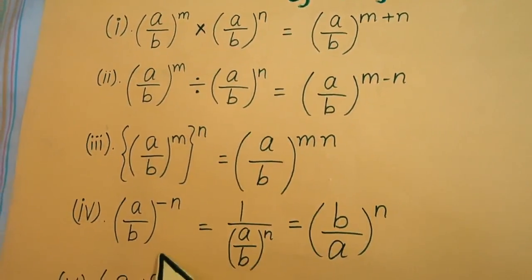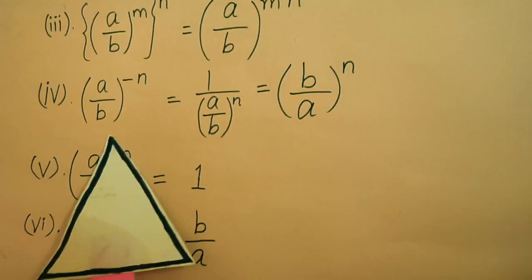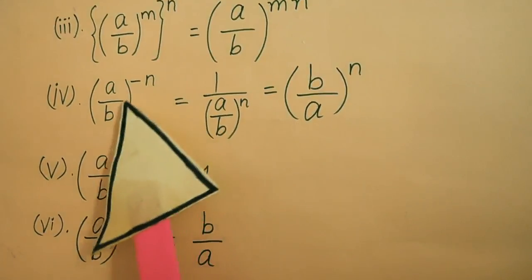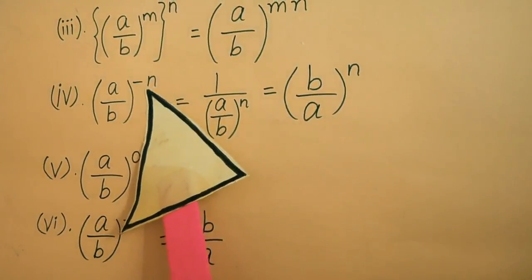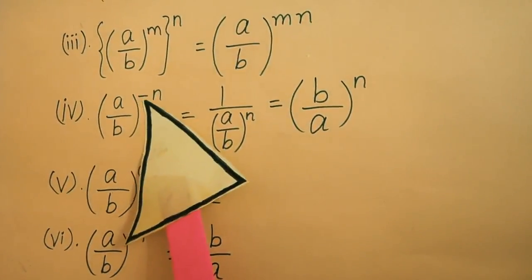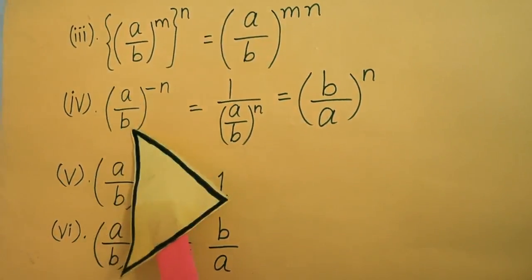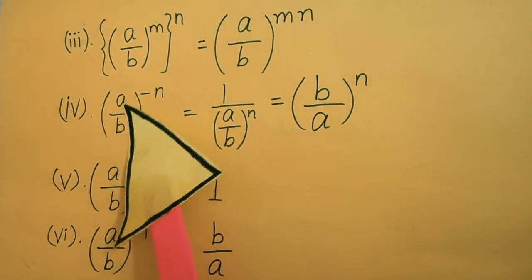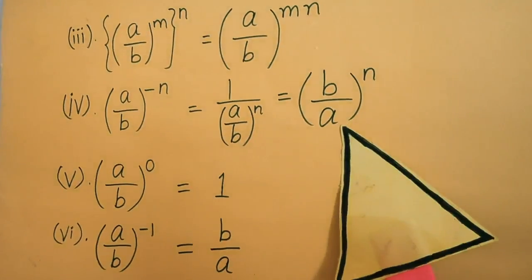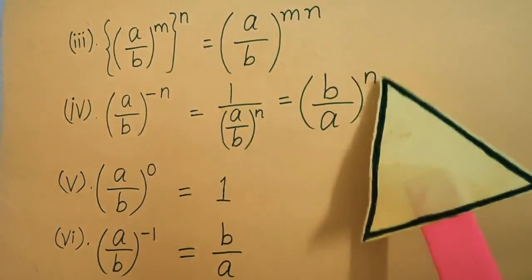Okay children, and coming to the fourth subdivision, the fourth one is (a/b) whole to the power of minus n. As you are seeing, the power is negative. If the power is negative, we have to take the reciprocal of the base. So what is the reciprocal of a by b? Exactly children, the reciprocal of a by b is b by a, which is whole to the power of n. So if you have taken the reciprocal, the negative becomes the positive power.